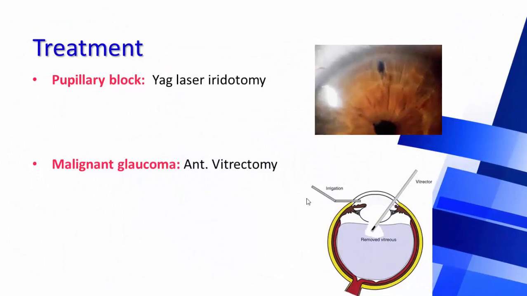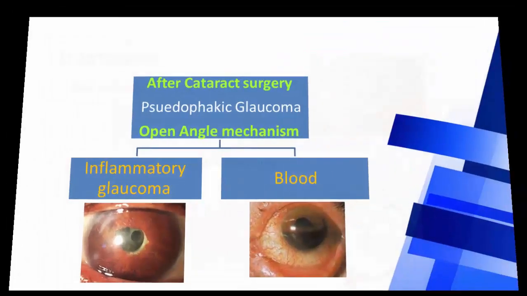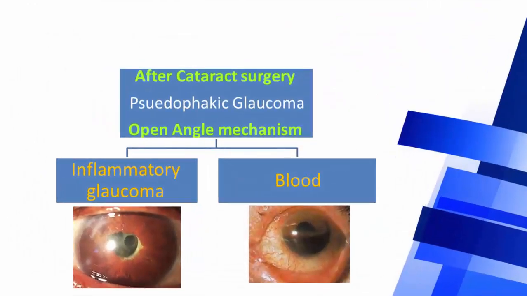The treatment here is mainly treatment of pupillary block by YAG laser iridotomy, and malignant glaucoma treatment by anterior vitrectomy. Also, in the treatment of a subluxated IOL or anterior chamber IOL, we remove this IOL, which causes the rise of the intraocular pressure.